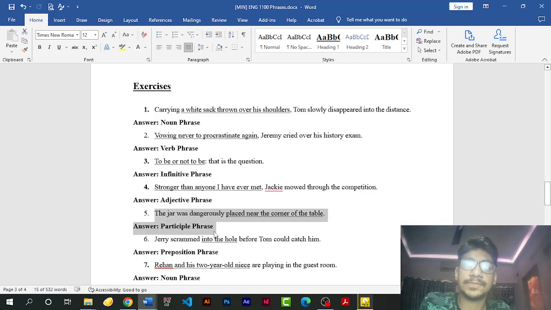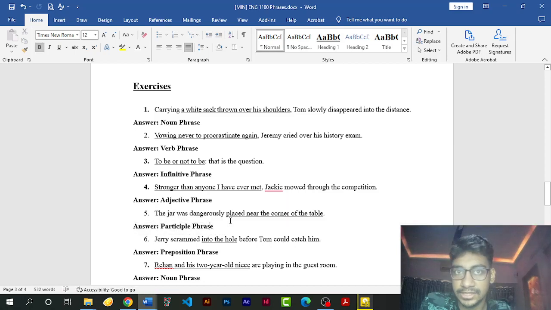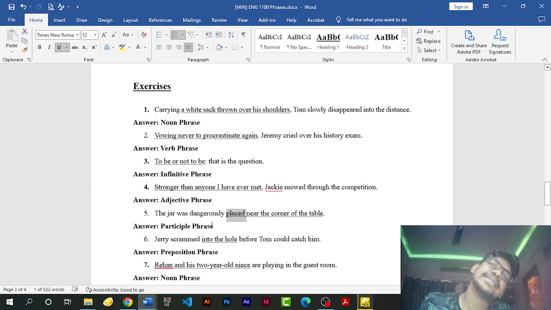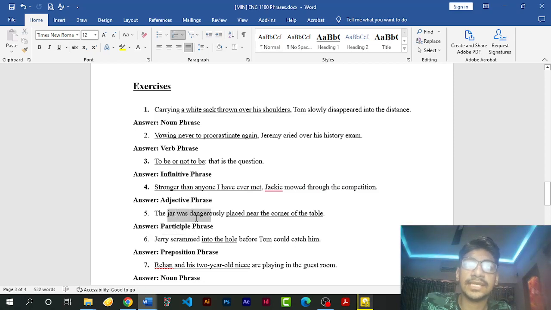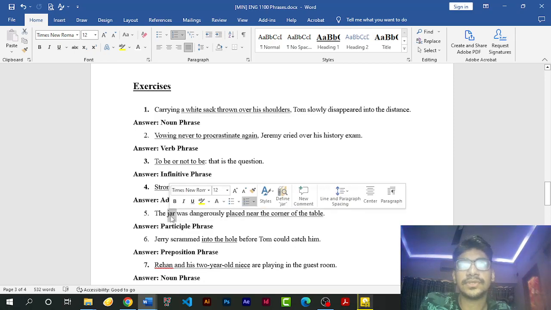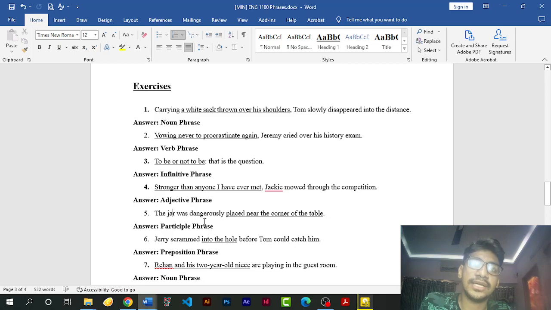Okay, so this might be a little bit different because participle is not a part of speech. But why is it a participle phrase, not a verb phrase? Because it's a passive verb, you can say. The jar did not do something. A jar did not place itself or place other things. A jar cannot do anything. It was placed. It did not place itself or another thing, another person.